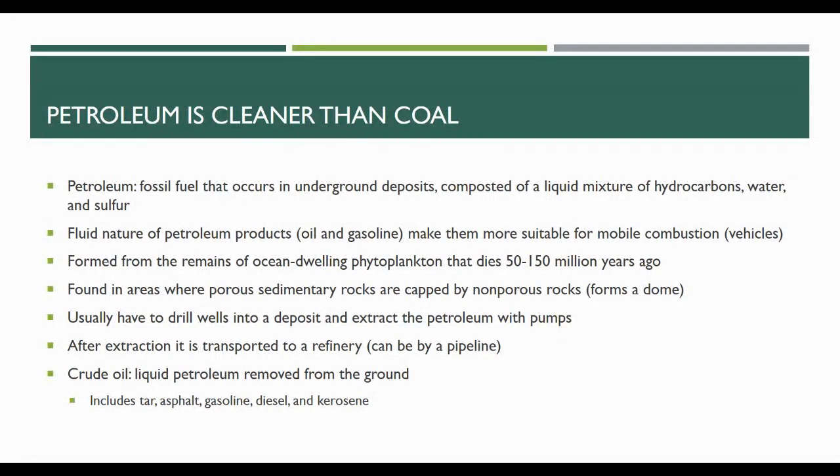Petroleum is a fossil fuel that occurs in underground deposits composed of a liquid mixture of hydrocarbons, water, and sulfur. The fluid nature of petroleum products like oil and gasoline make them more suitable for mobile combustion. Like that's why we use them for our cars. They're formed from the remains of ocean-dwelling phytoplankton that died 50 to 150 million years ago.